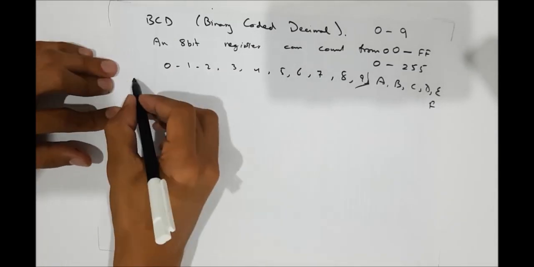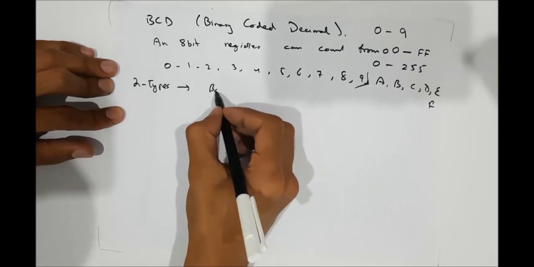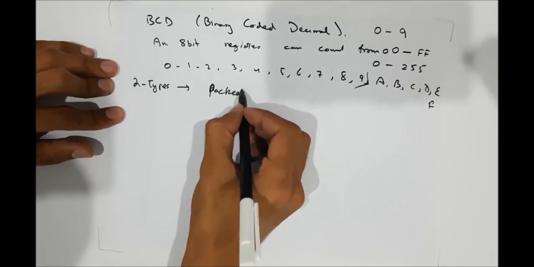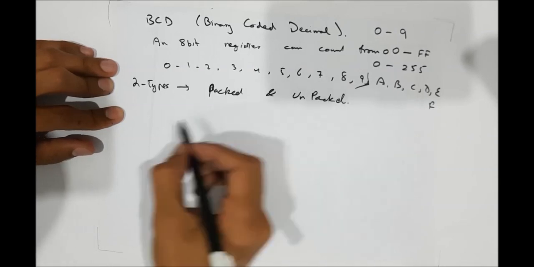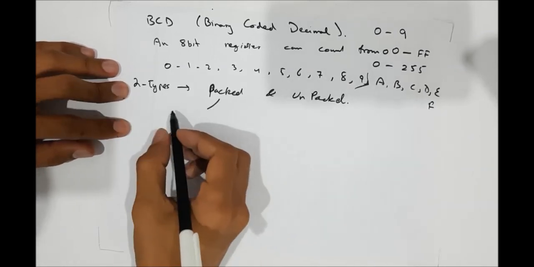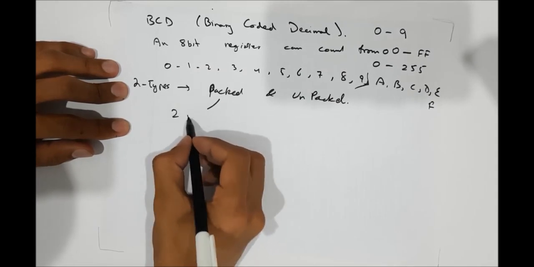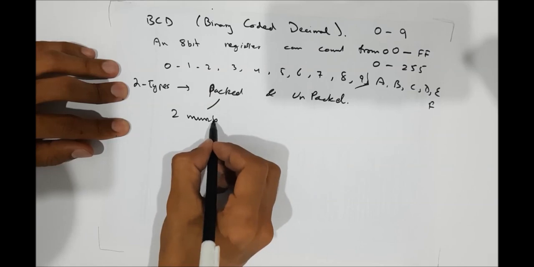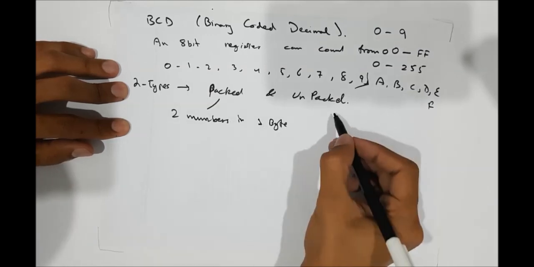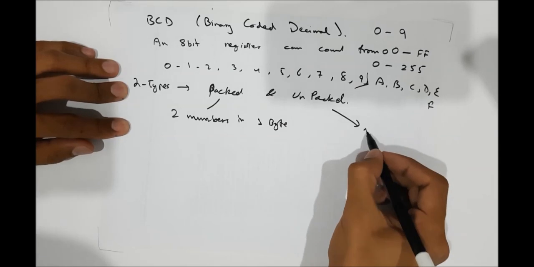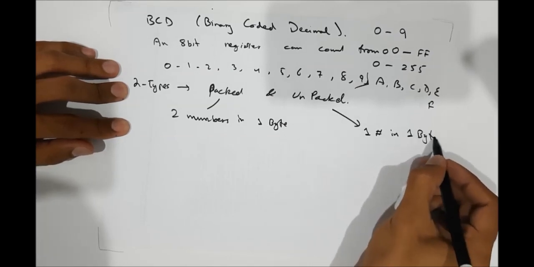There are two types of BCD numbers: packed and unpacked. Packed BCD numbers have two numbers in one byte, and unpacked have one number in one byte.